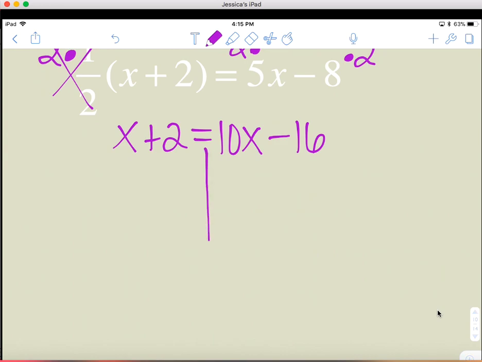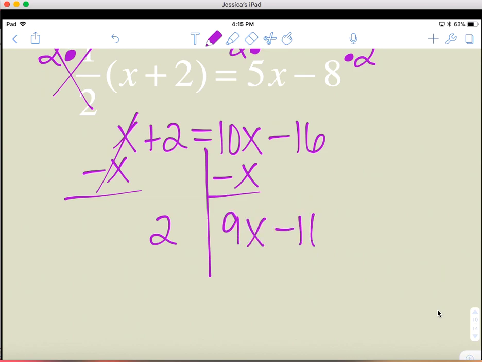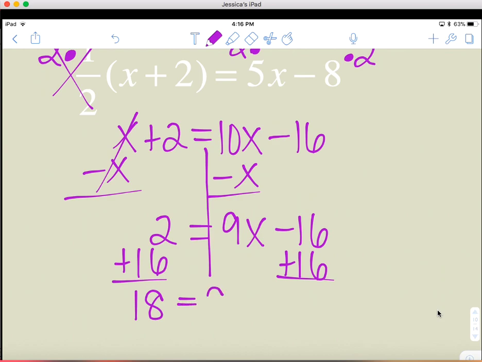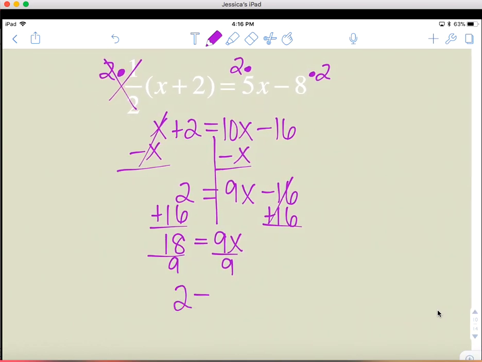Since x is smaller and it's positive, I would start by subtracting the x. When you do that, you're left with 2 on the left, and 10x minus x is 9x. Bring down the minus 16. From here, I'm at my two-step equation, so I'm going to add 16 on both sides. And then I'm going to divide by 9. My final answer here is 2.